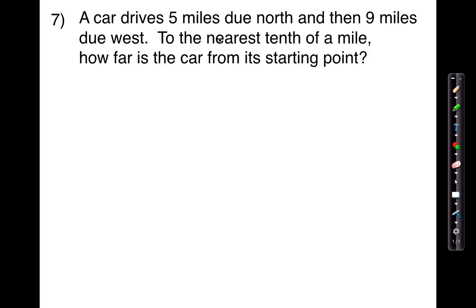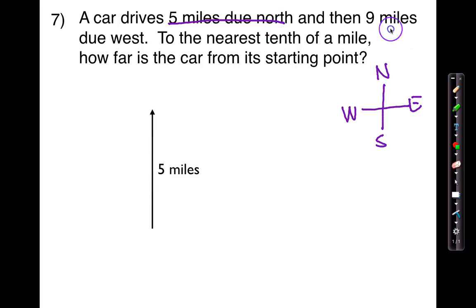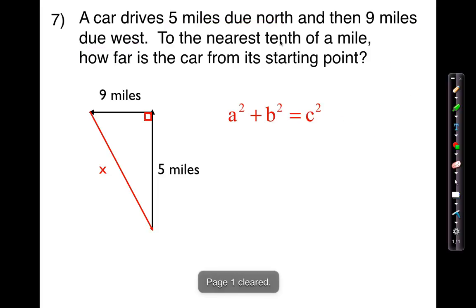So for number 4, it says a car travels 5 miles due north and then 9 miles due west. To the nearest tenth of a mile, how far is the car from the starting point? So here, quick reminder of our directions: never eat soggy waffles. If it's traveling 5 miles due north, that's going up 5 miles, and then 9 miles due west, that's going to be 9 to the left. So it's asking us the distance between these 2 points, which basically is the hypotenuse of a right triangle. So because of that reason, we're able to use the Pythagorean theorem.